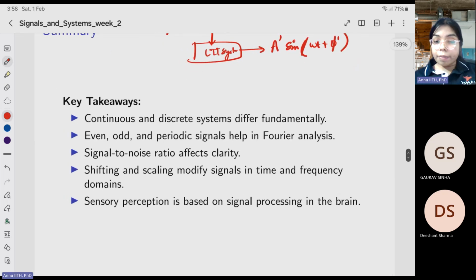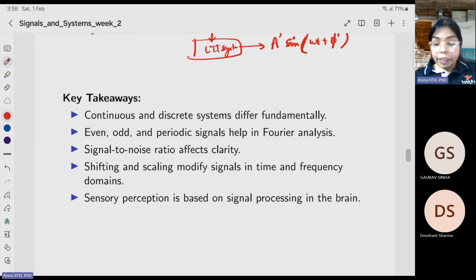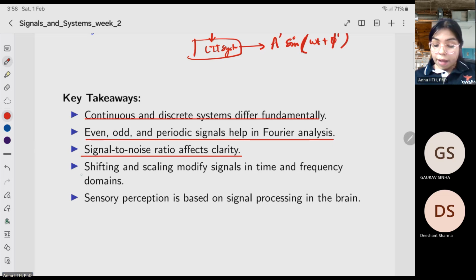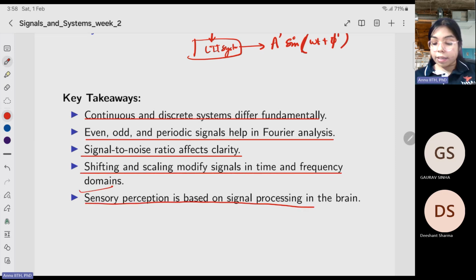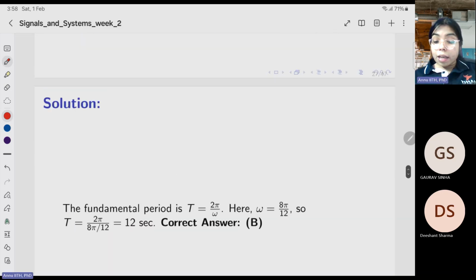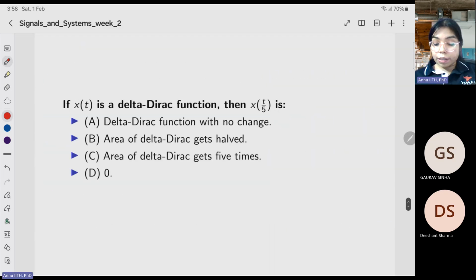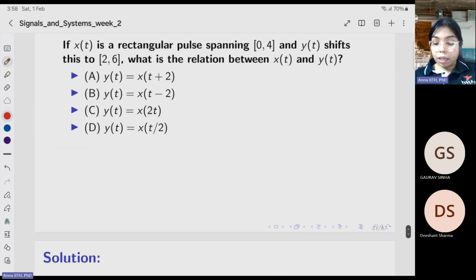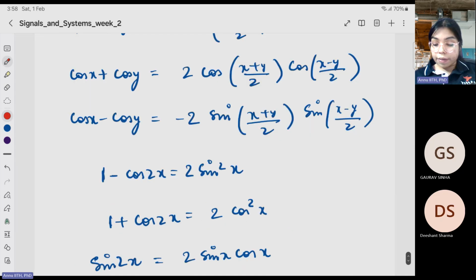And the summary before moving to the questions. Continuous and discrete systems differ fundamentally. Even, odd and periodic signals help in Fourier analysis, which we will take care of. Signal to noise ratio affects clarity. Shifting and scaling modify signals in time and frequency domains. Sensory perception is based on signal processing in the brain. Well and good. We will see some of the problems related to periodic and aperiodic signals. That is very, very important.